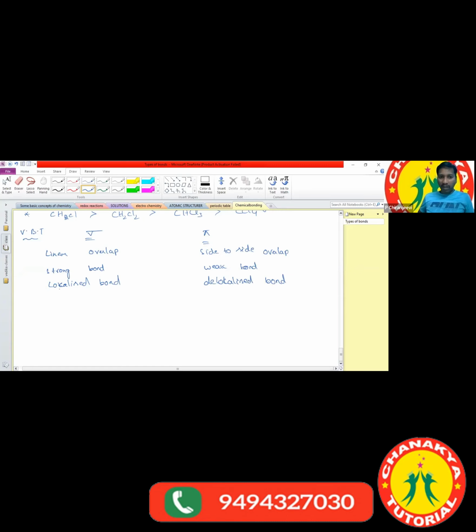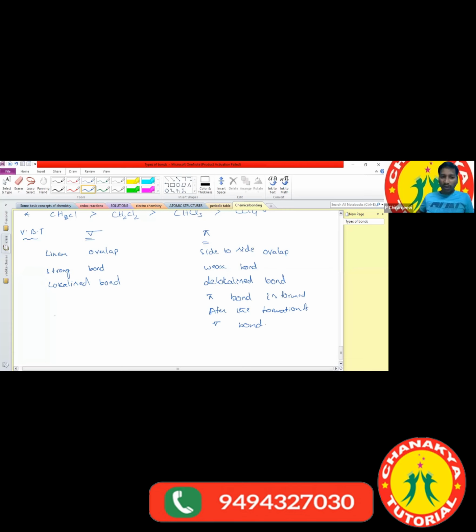Pi bond is formed only after the formation of the sigma bond. Greater the extent of the overlapping, greater the bond strength.